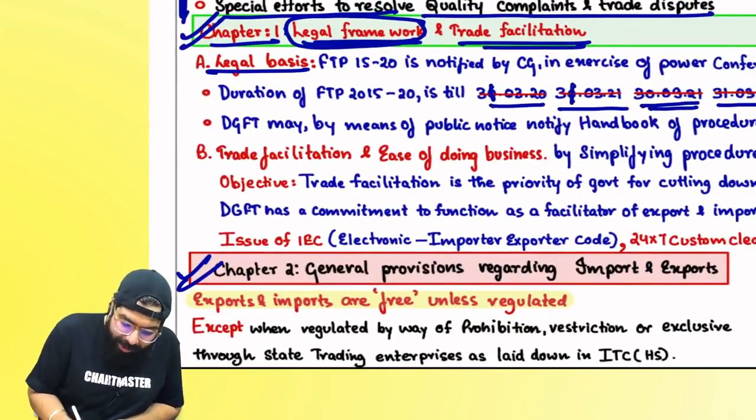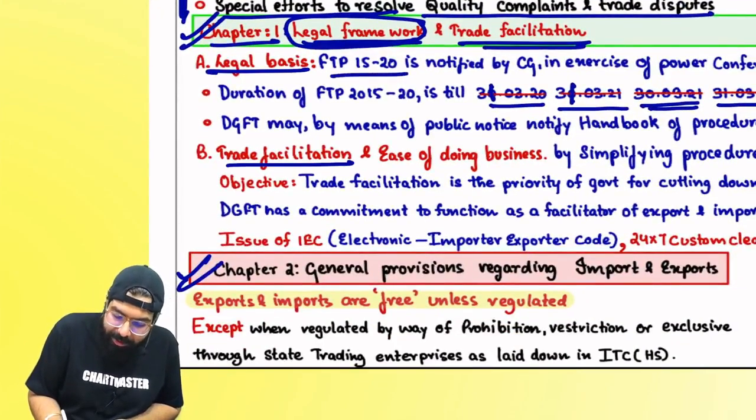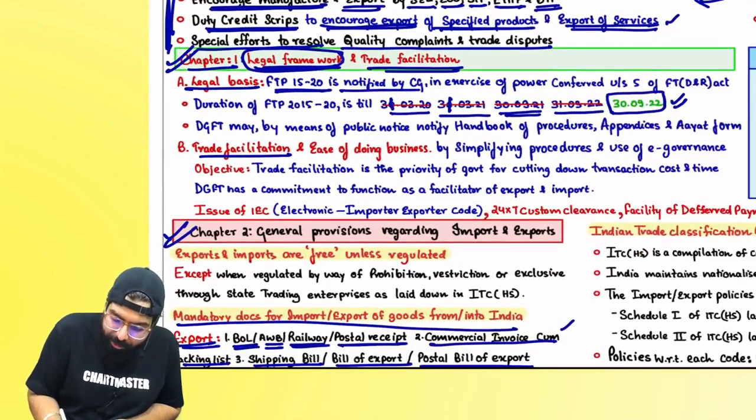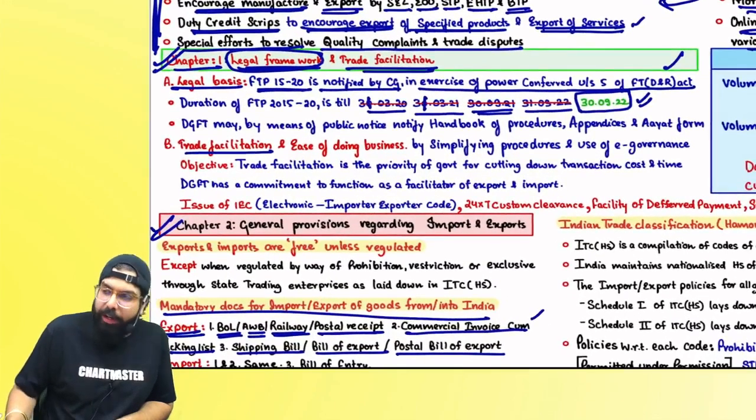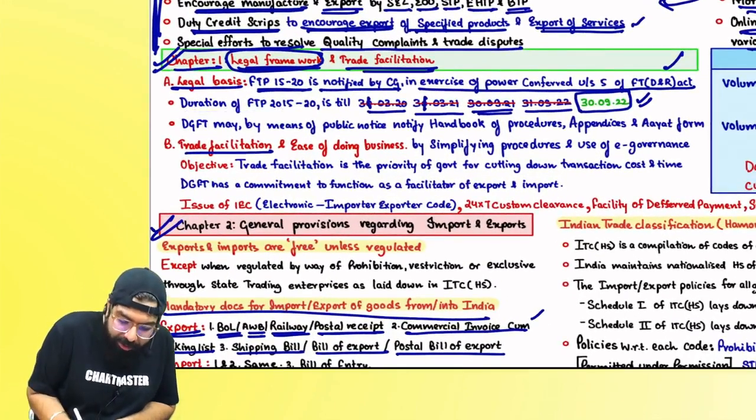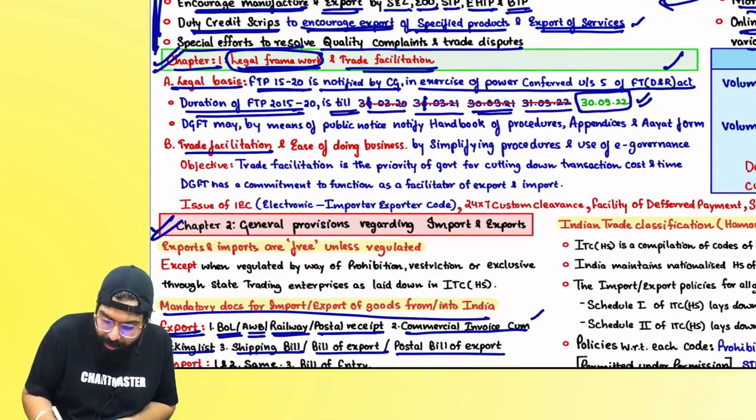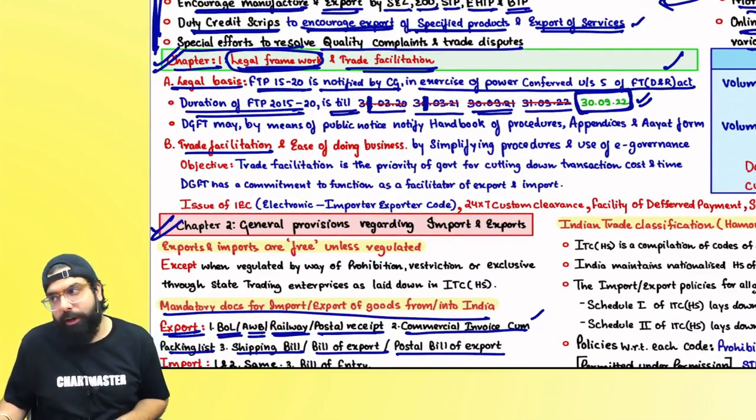Legal basis and trade facilitation. The legal basis is that the foreign trade policy is notified by the central government in exercise of the power conferred under section number 5 of the Foreign Trade Development and Regulation Act. Duration of the foreign trade policy is till what date? This should be 31st, okay? Till 30th of September 2022.